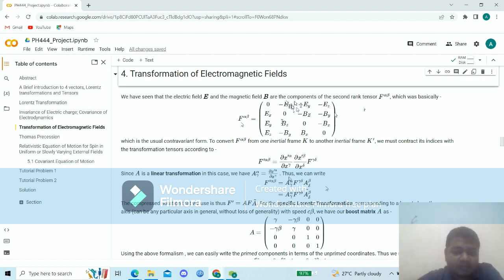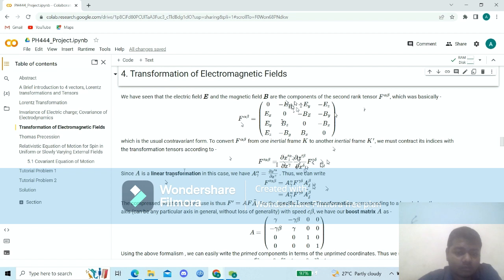So if we want to convert F of alpha beta from one inertial frame K to another inertial frame K prime, we are supposed to contract its indices with the transformation tensors, which is basically F prime of alpha beta, which is in the prime coordinate system, and which is basically del x prime alpha by del x gamma into del x prime beta by del x delta into F of gamma delta, which is basically the field tensor in the unprimed coordinate system, and gamma delta are basically the repeated summation indices.